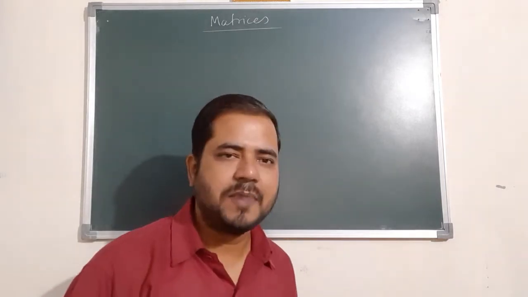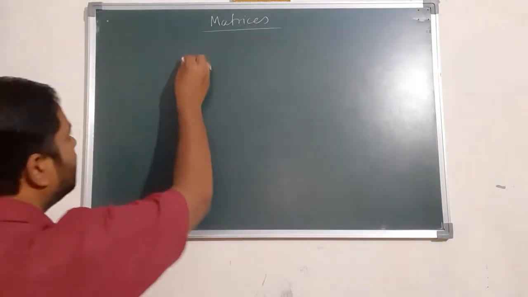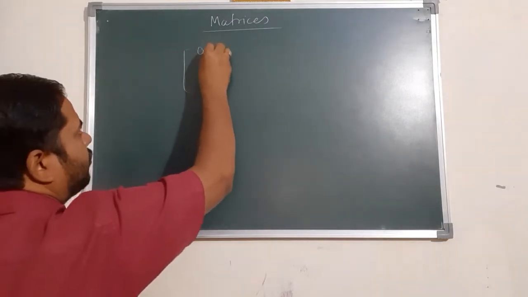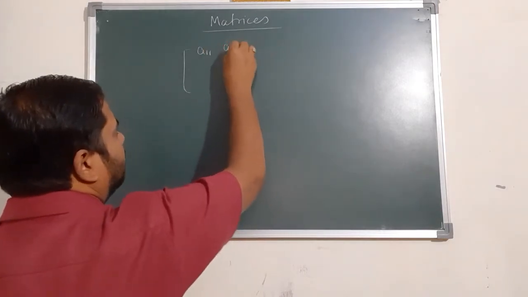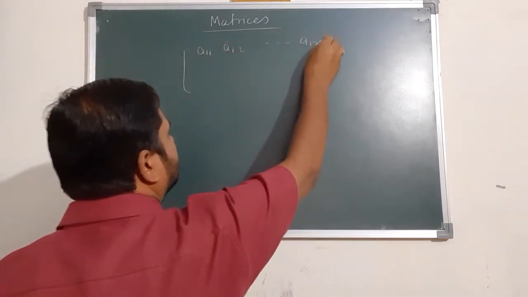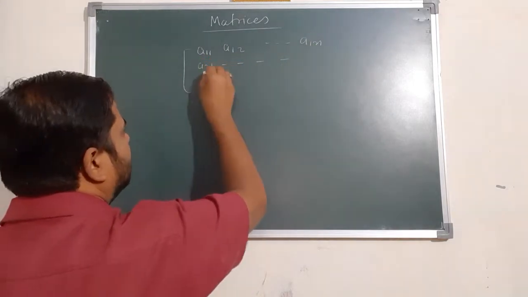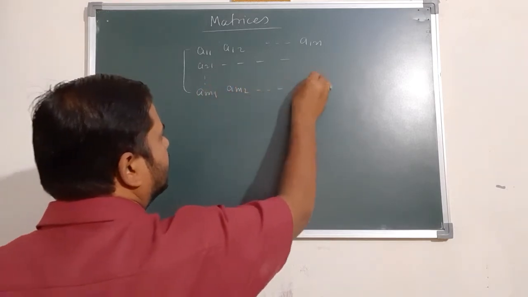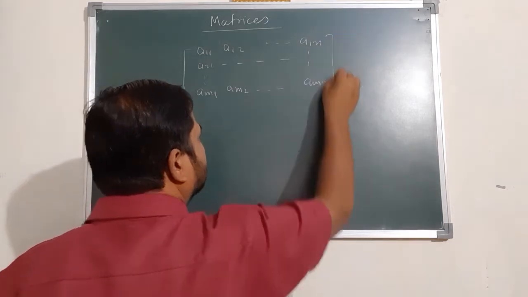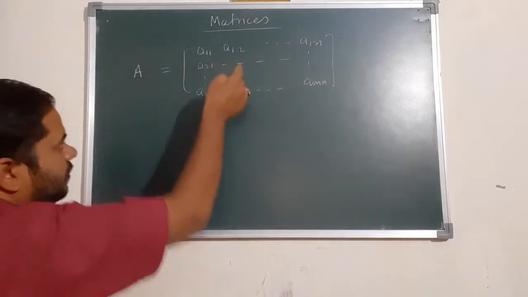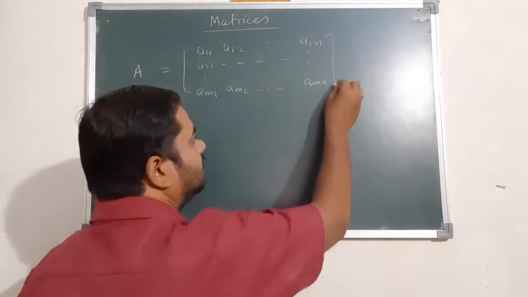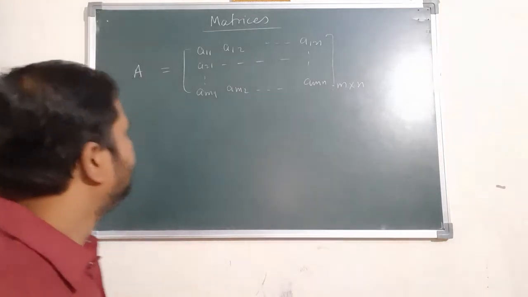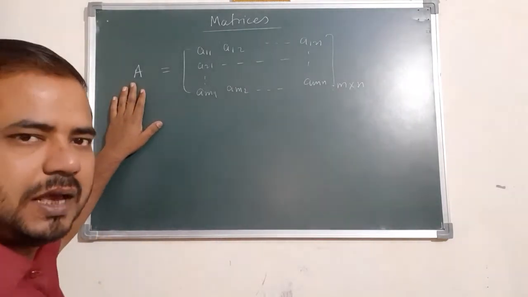So what is a matrix actually? A matrix is nothing but a rectangular arrangement of m rows and n columns, with entries A21 ... Am1, Am2, Amn. This is a rectangular arrangement of m rows and n columns. We can represent it by capital A, B, C.